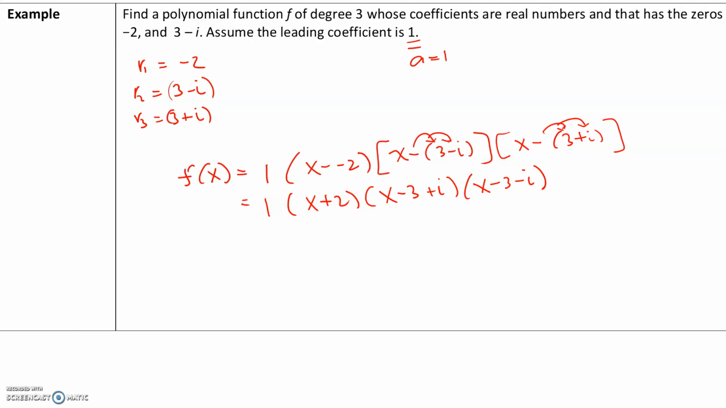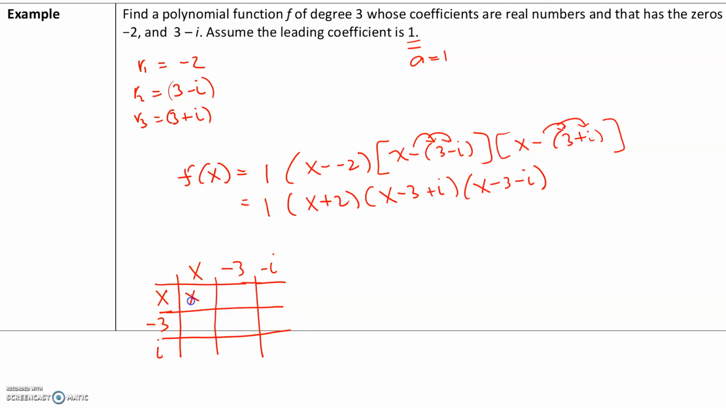Now we have to multiply this. When we multiply, always multiply the conjugate pairs first. It's going to make things a little bit easier. You can organize this a number of ways. What I'm going to do is make a little box. On one side of the box, I'm going to put x minus 3 and plus i, and on the other side, x minus 3 and minus i. Now I can just multiply.